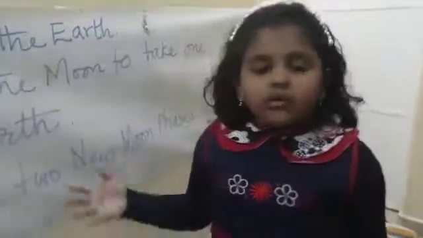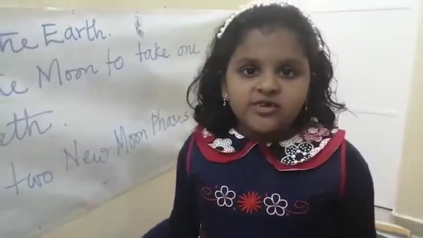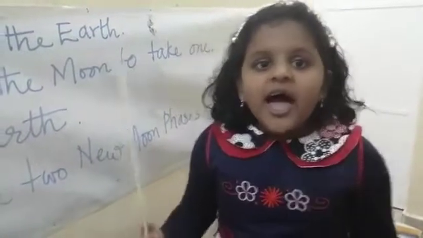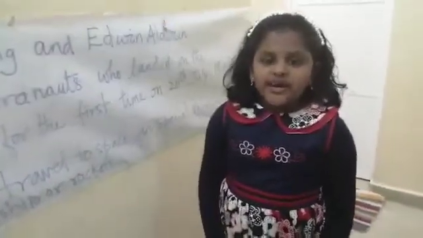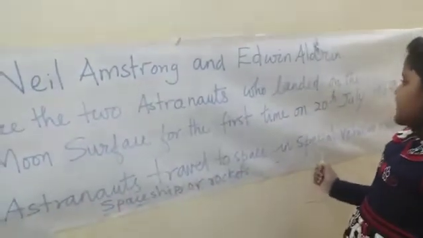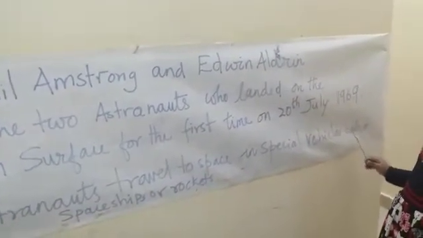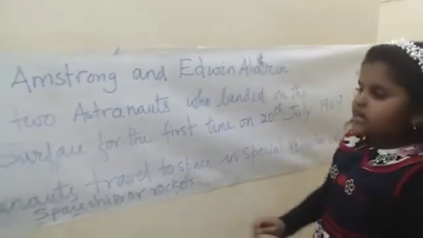Do you know man have landed on the moon? People who learn about space are called astronauts. Two astronauts have landed on the moon. Neil Armstrong and Edwin Aldrin are the 2 astronauts who landed on the moon's surface for the first time on 20th July 1969.